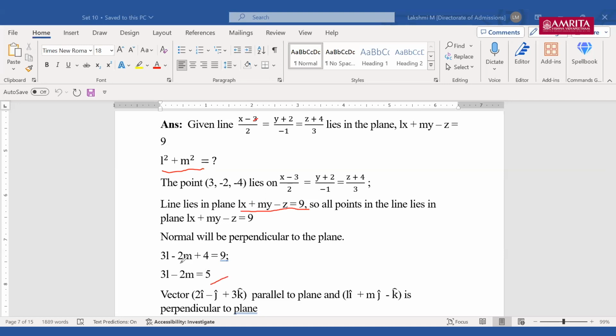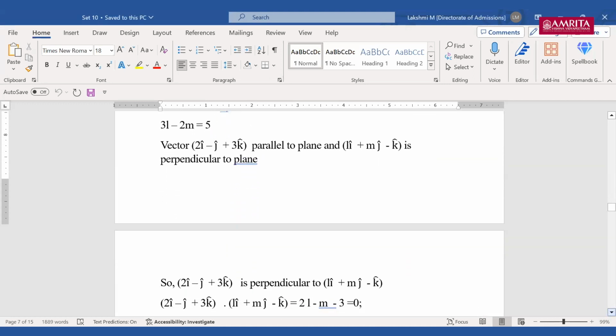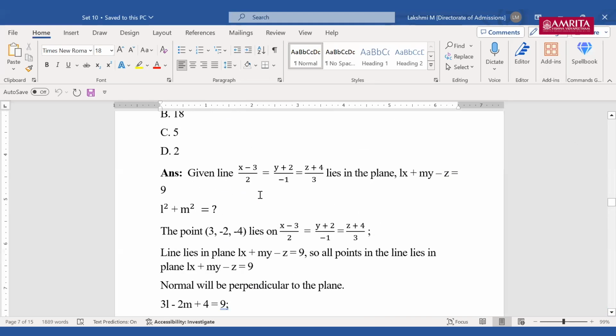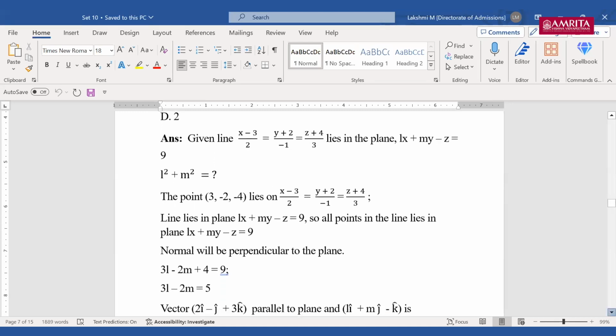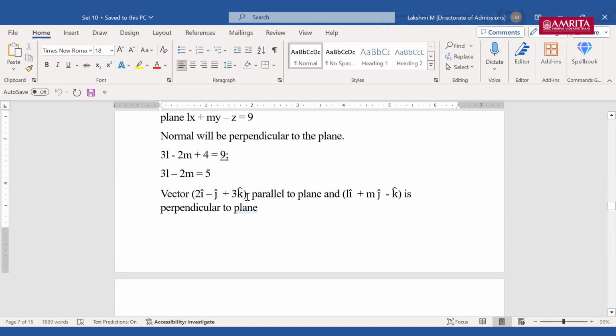Now you have to find another equation using the concept so that you will be able to solve both the equations and find out L square plus M square. Now the second part is here. When you look at this, you have (x minus 3) by 2 equal to (y plus 2) by minus 1 equal to (z plus 4) by 3. So this is 2i minus 1j plus 3k, right? So 2i minus j plus 3k is parallel to the plane.